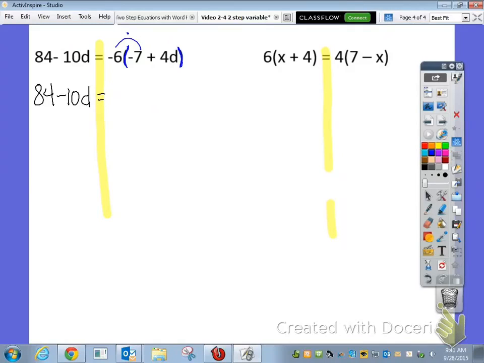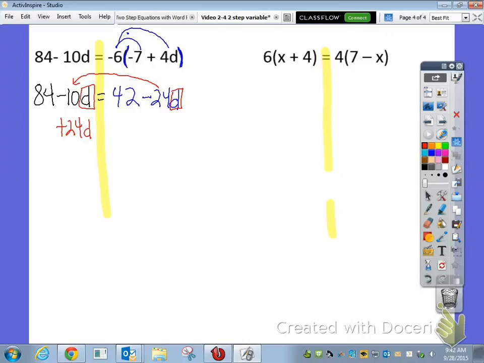Remember, this means to multiply. Negative 6 times negative 7 is a positive 42. And then negative 6 times positive 4 is negative 24. And then d, you have to bring the d down. Now we're going to do like we did earlier. I have d over here on the right and d on the left. I want to bring the negative 24 to the left side, so it's going to be positive 24d.